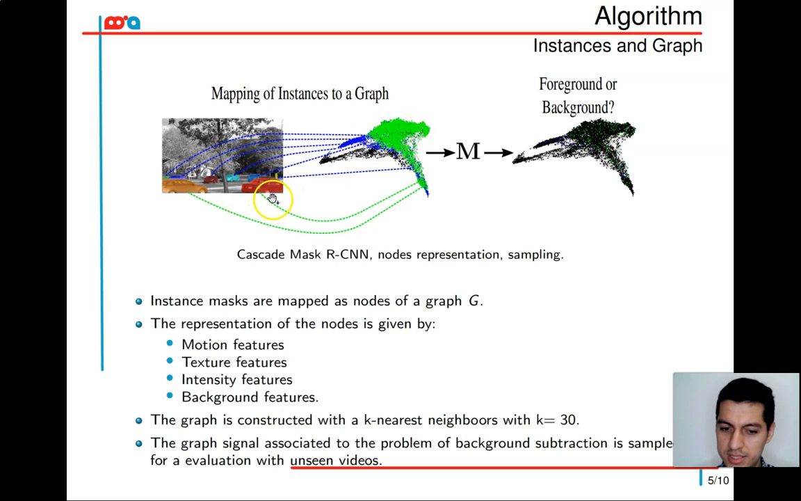If that is the case, we are going to have a green node, but if we have a static object, we are going to have a blue node. Then after that we are going to sample the graph signal. That means that we are not going to have all the labels of the entire database, and the idea of the semi-supervised learning algorithm is to reconstruct the whole graph signal. That means that we are going to put all colors in this graph. That's basically the idea of the semi-supervised learning algorithm.